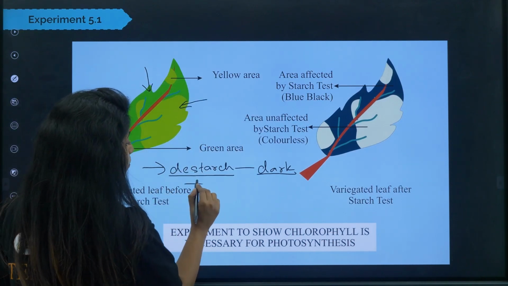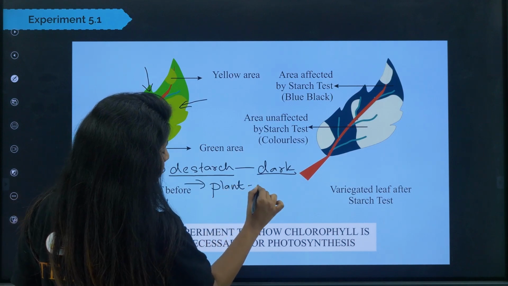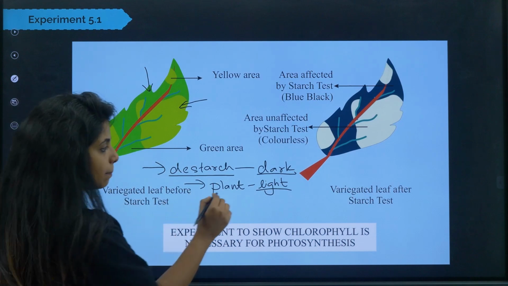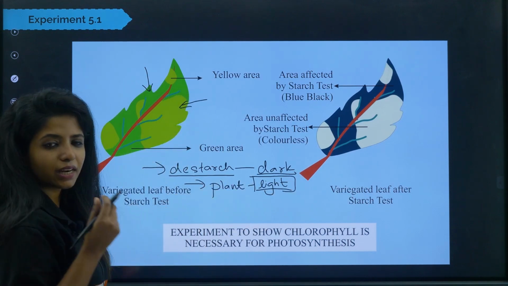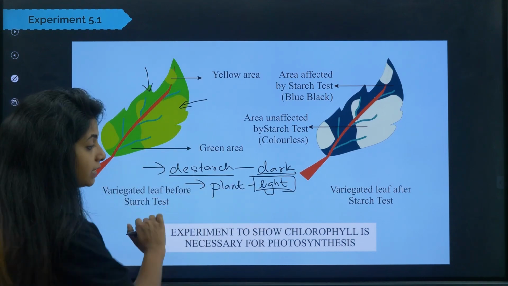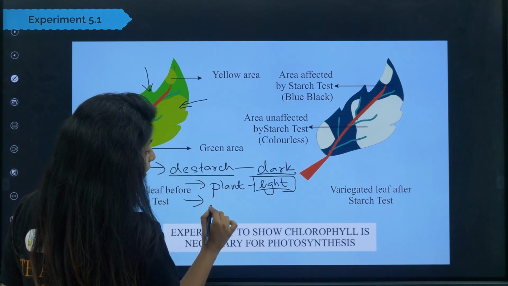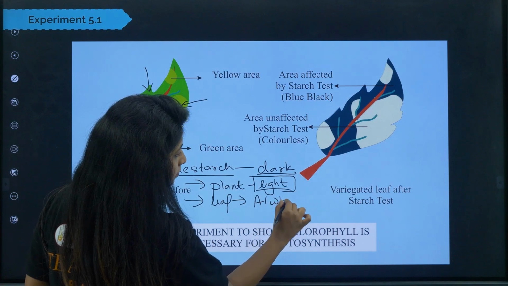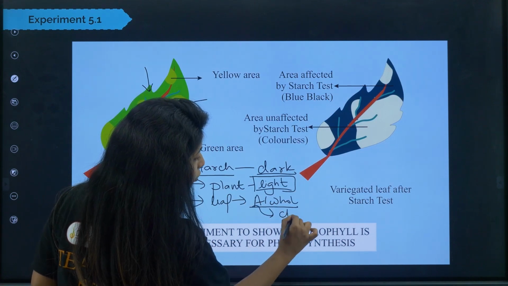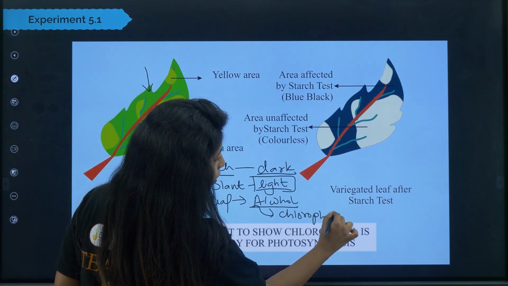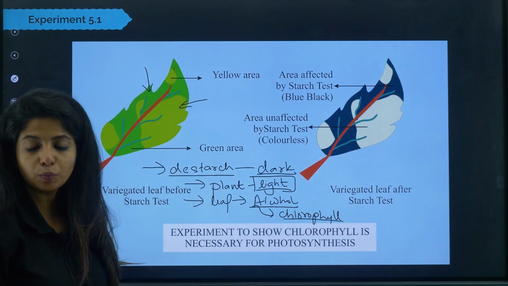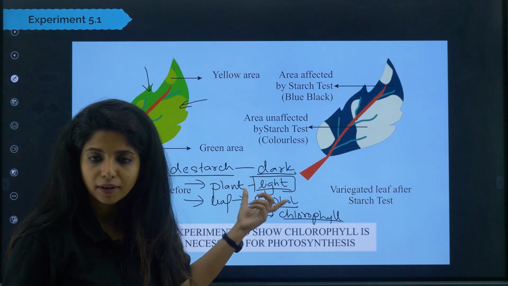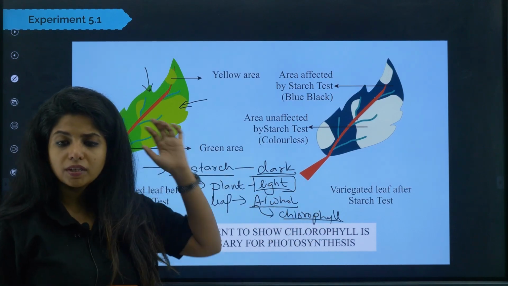Now, what will I do? I will put the plant under light condition for some time, for some very little time, such that it forms a little amount of glucose and starch. Then just after that I'll treat the leaf with alcohol. When I treat the leaf with alcohol, all the chlorophyll pigments and everything gets removed. So I just have a leaf now which I kept in light for just some time, and then I removed all the chlorophyll pigments and everything from that.